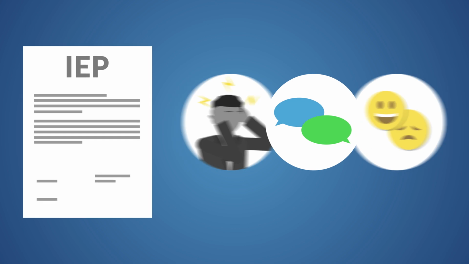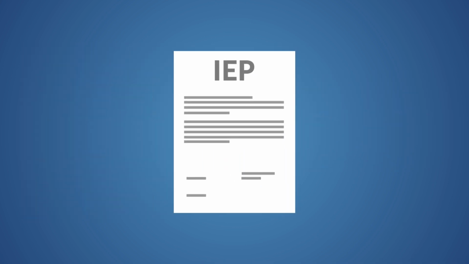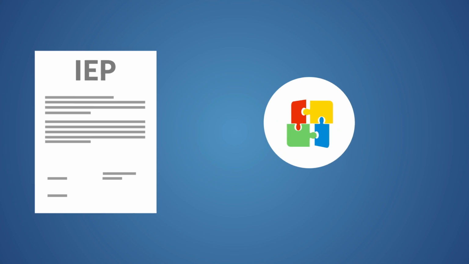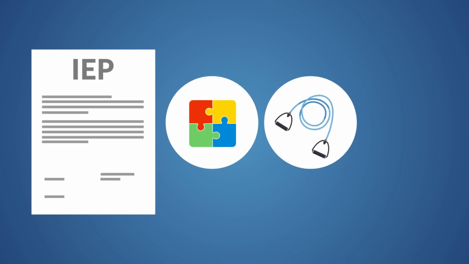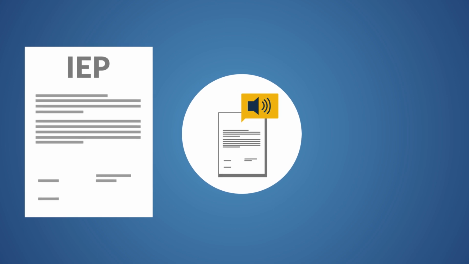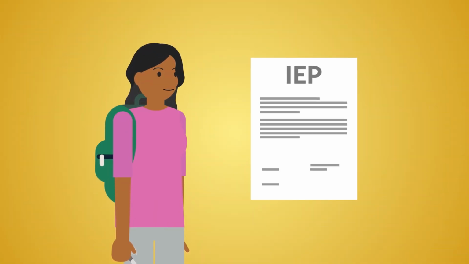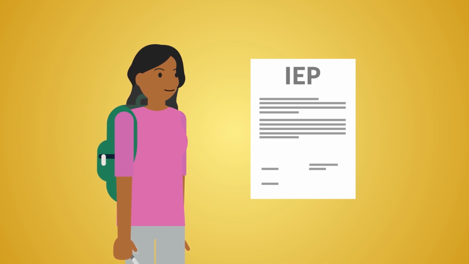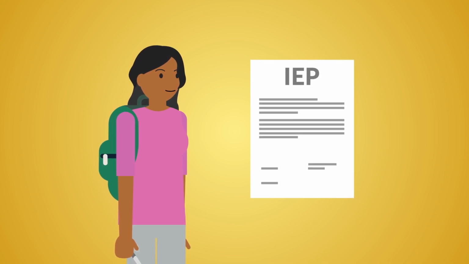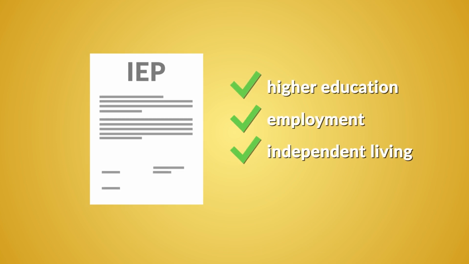In addition to special education services, an IEP may include related services. For example, a student might need occupational therapy, physical therapy, speech therapy, or assistive technology like screen reading software or specialized keyboards. For older students, an IEP must include a transition plan to help the student prepare for life after high school. Transition plans may include goals related to higher education, employment, and independent living.